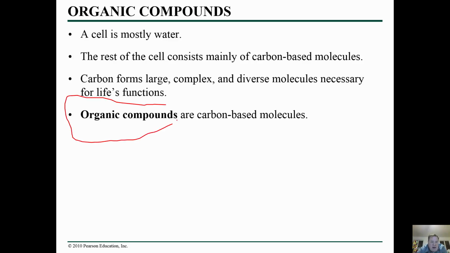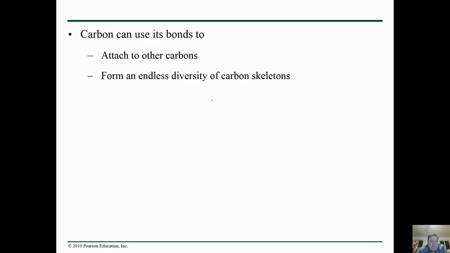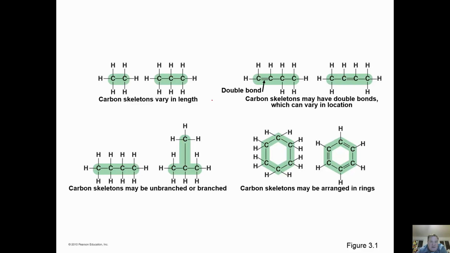Today we're going to talk about organic compounds, which are basically carbon-based molecules. These are the majority of the molecules by weight that make up our body. Like we said before, carbon is a very versatile atom because it has 4 valence electrons, and that outer shell can hold up to 8. So that means that carbon can form 4 individual bonds to others.